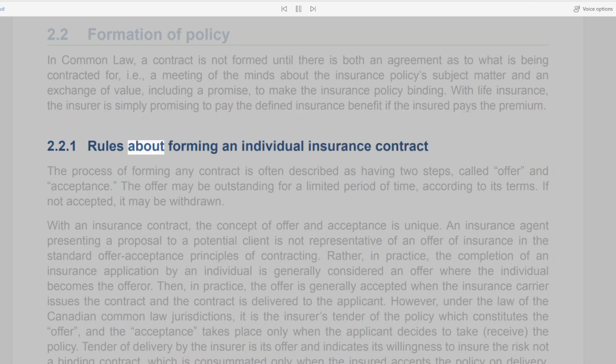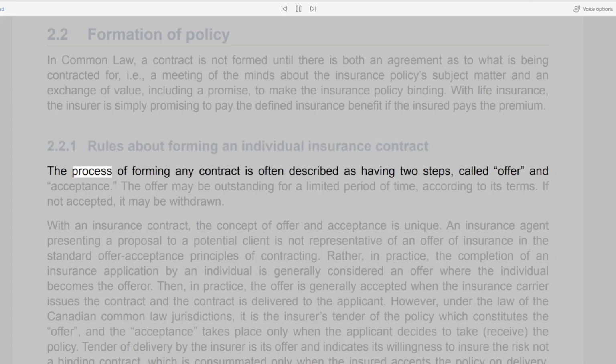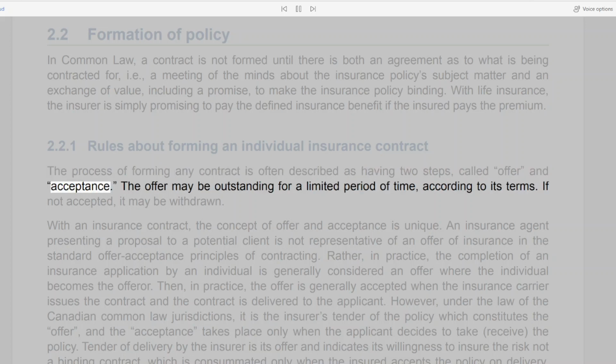2.2.1 Rules about forming an individual insurance contract. The process of forming any contract is often described as having two steps, called offer and acceptance. The offer may be outstanding for a limited period of time, according to its terms. If not accepted, it may be withdrawn.